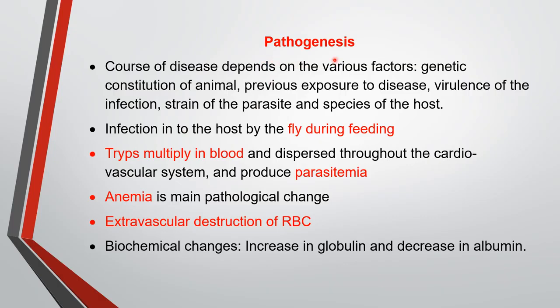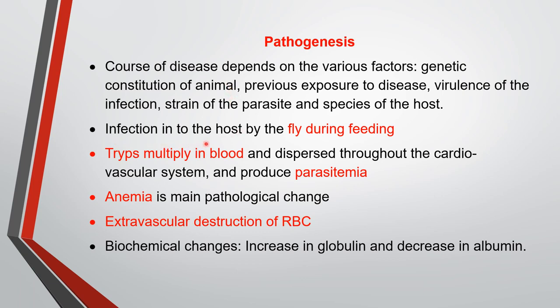There are various types of courses observed in clinical findings. The course of disease depends on many factors. Some of the factors are genetic constitution of the animal, previous exposure to the disease, that means immunological status of the animal, virulence of the infection, the strains of the parasite, and species of the host. So many factors are working to decide the course of disease.